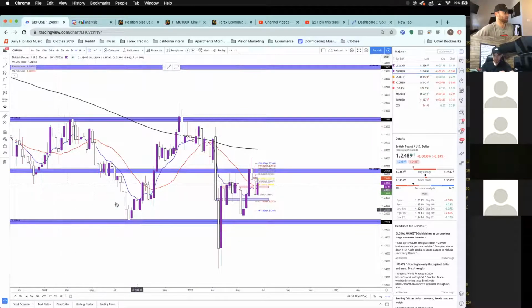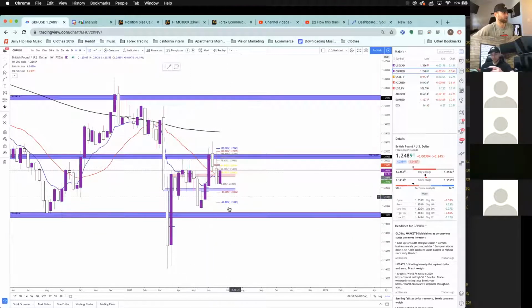We formed this low, broke this level of support, formed this low. Now we made this lower high, retested this low. Now we're in this area. This is where we've got to really focus. We came off of this monthly level of resistance pretty hard.